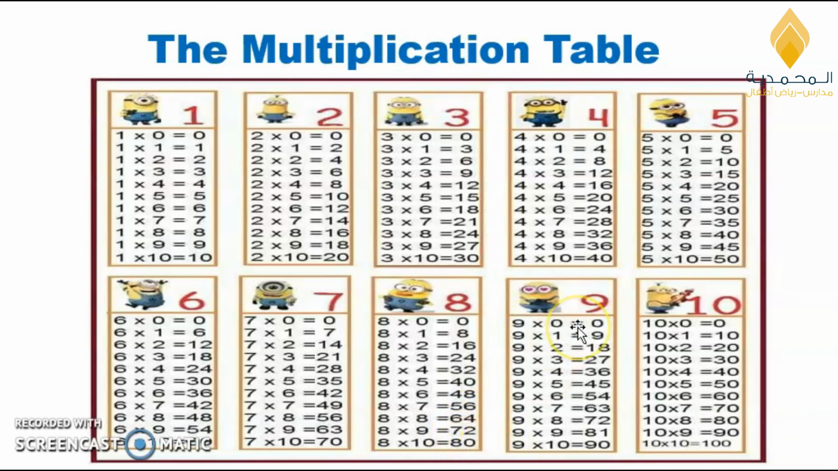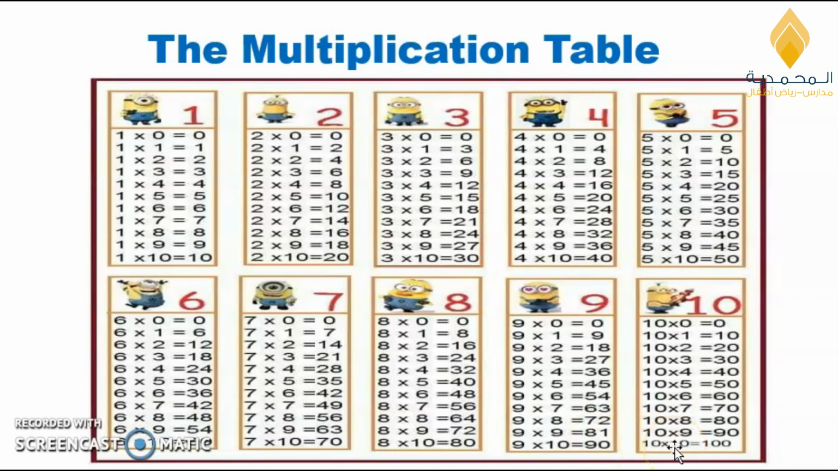The multiplication table of the number 9. 9 times 0 is 0. 9 times 1 is 9. 9 times 2 is 18. 9 times 3 is 27. 9 times 4 is 36. 9 times 5 is 45. 9 times 6 is 54. 9 times 7 is 63. 9 times 8 is 72. 9 times 9 is 81. 9 times 10 is 90.